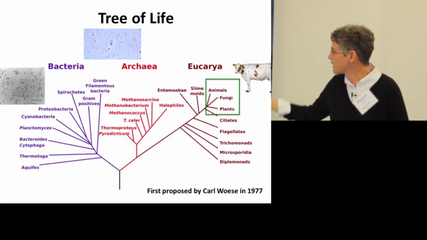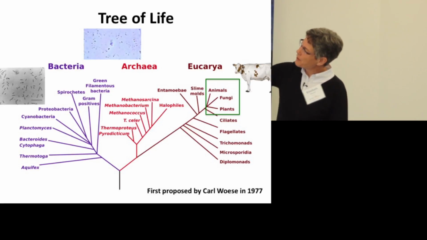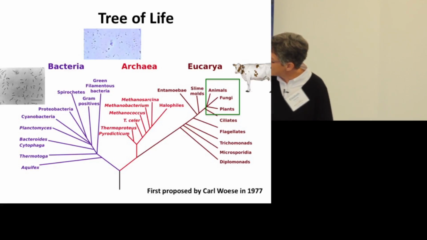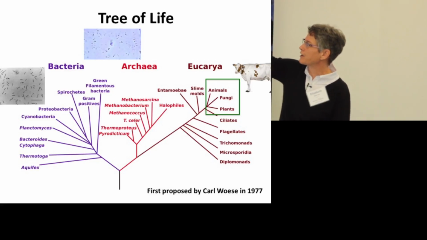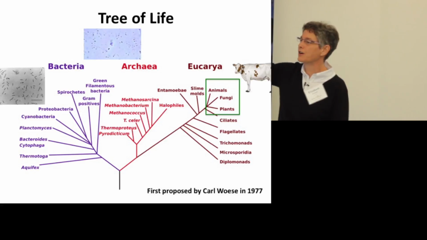The other thing about this tree of life is there is this branch here, which we call the eukarya, where eu means true and karya means nucleus.